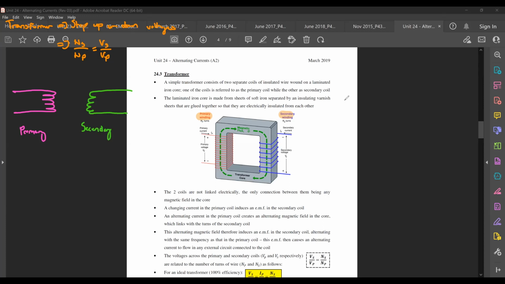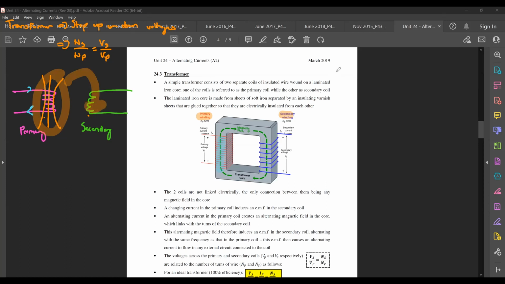Now what we know is that when we let current run through your primary coil, because the primary coil is similar to a solenoid in itself, you're going to have a magnetic field being produced inside your solenoid that probably looks like this, right? But the problem with this kind of arrangement is that my secondary coil is here, my primary coil is here. My magnetic flux for my primary coil can't really link to the secondary coil, right?